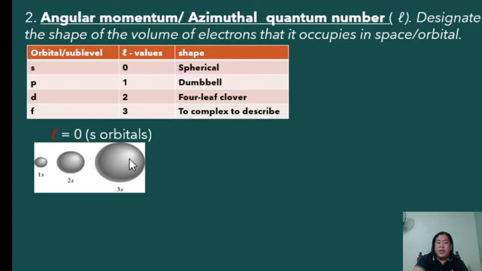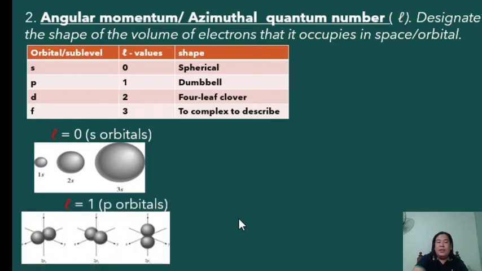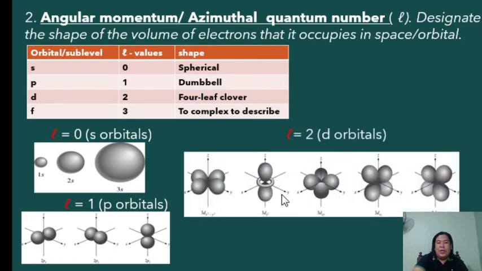Since the shape of its orientation in space is spherical, it looks like this, round. Okay, followed by the p orbital, that is the dumbbell, that is its electron cloud. And then the d orbital, this is the four-leaf clover. Okay, so you can imagine what the f looks like. The lobes are stacked on top of each other, that is its electron cloud in its orientation.